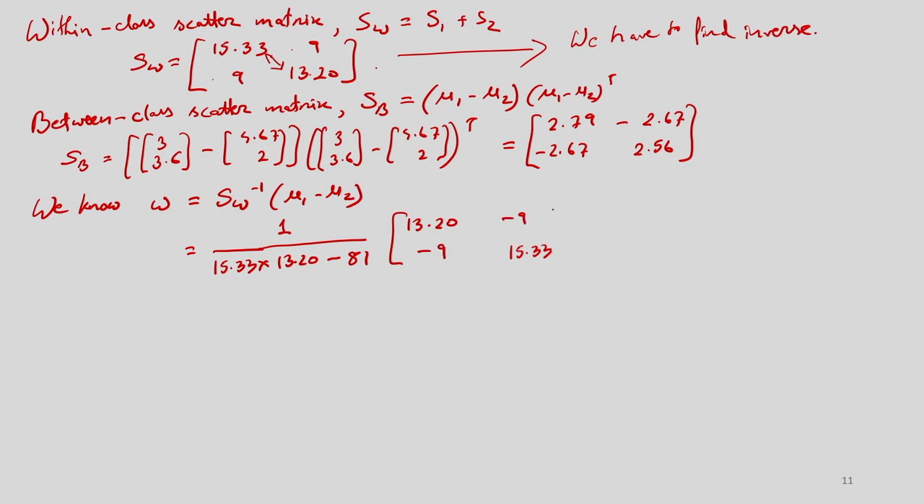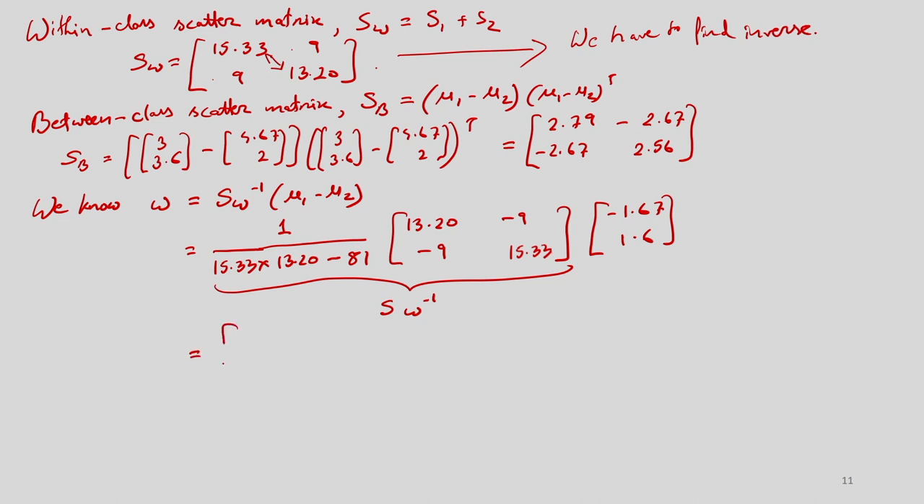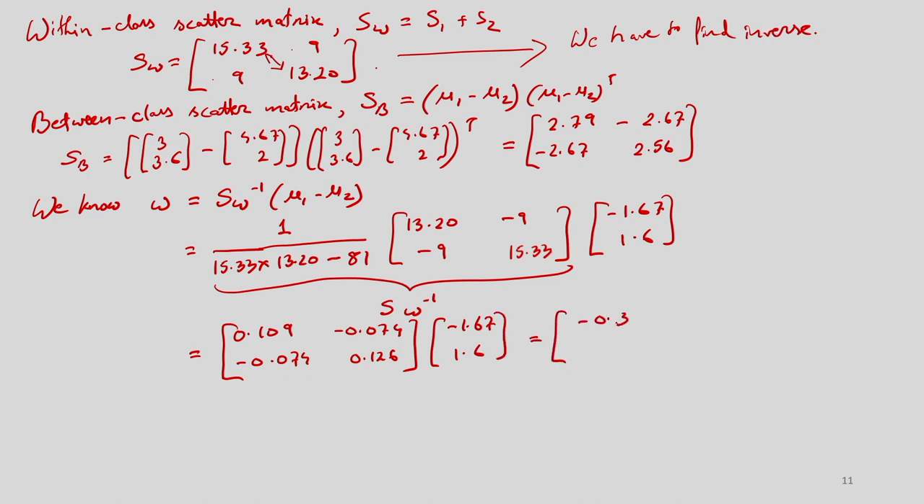So this would result in the inverse of SW. And we have (1.67, 1.6), that is mu1 minus mu2. Alright, so after we solve this, we get SW inverse as 0.109, minus 0.074, minus 0.074 and 0.126. And after that I have (1.67, 1.6). So if we do the calculations, we arrive at this: minus 0.3 and minus 0.326. So this is the transformation point that we need.